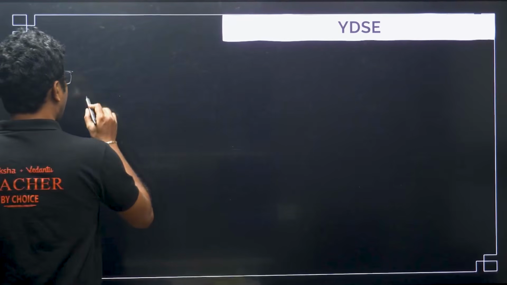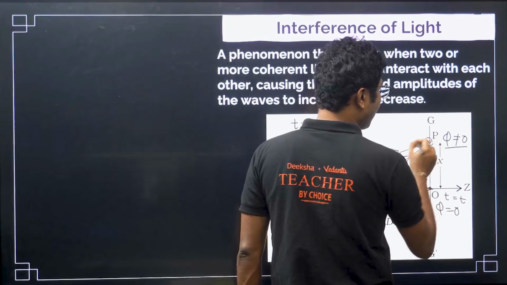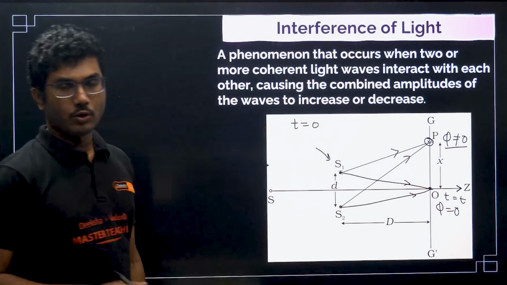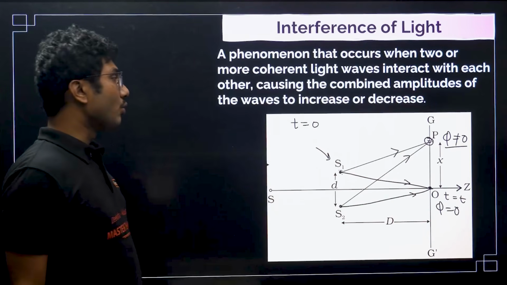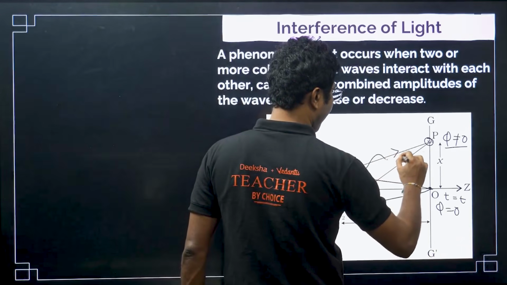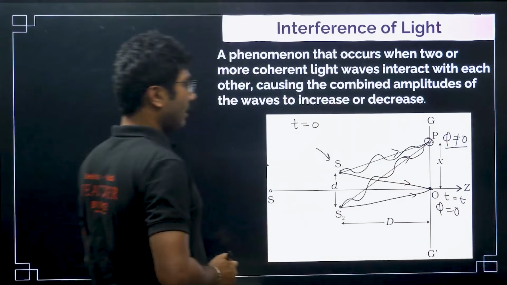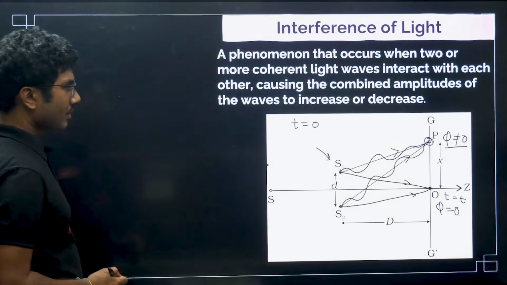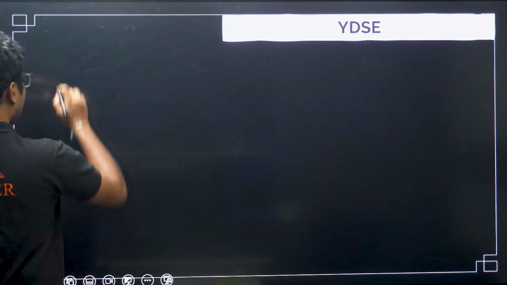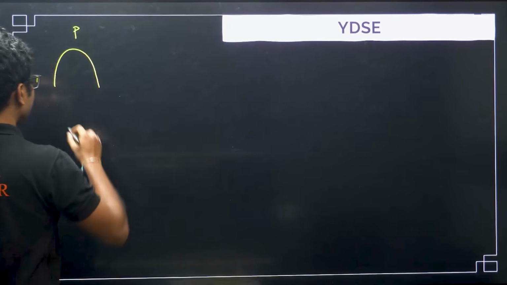Suppose the light, in general we will consider this point P. This point P is a random point, it can be anywhere on the screen, not the point O. Point O is a very special point. Other than O, at any other point, suppose light is travelling like this from S1 and like this from S2. Now, when the light reaches point P, from S1 the light travels like this, and from S2 also the light travels like this.